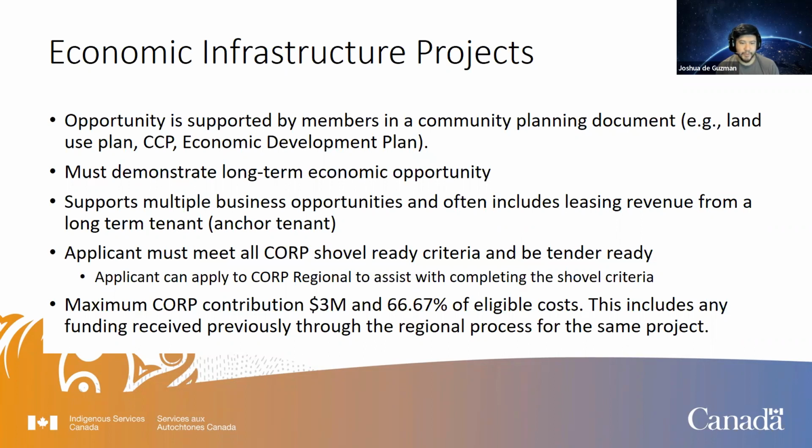Lastly, the maximum CORP contribution is $3 million at 66.67%. So you can't use the CORP funding to fund the whole project. You'd have to support the project for the other 33% of the costs, either via your own contribution, financing, or partner contribution. Another caveat is that this also includes any funding previously received through the regional process. So up to 250K that you could have received through the regional process gets factored into the 3 million maximum contribution from our program.